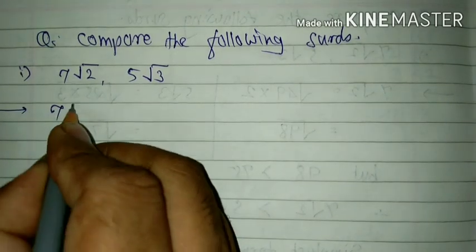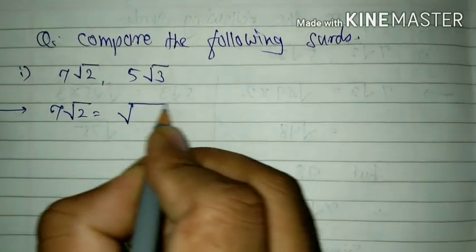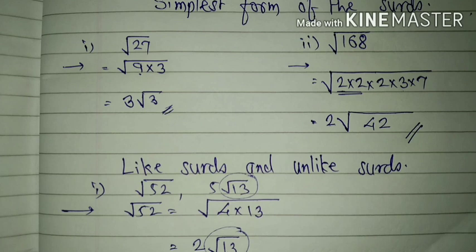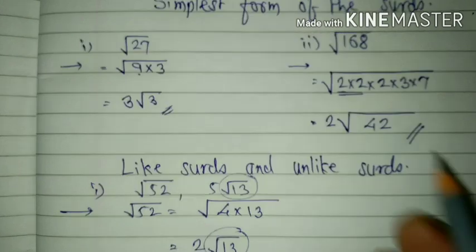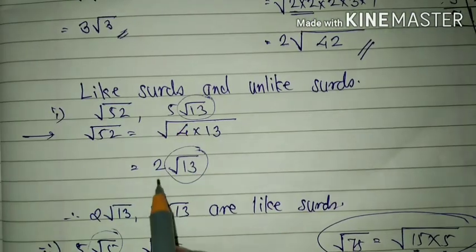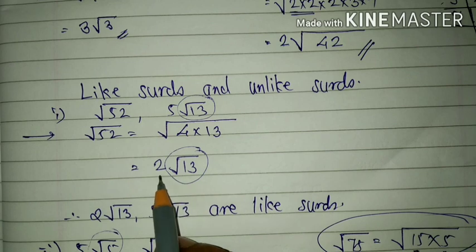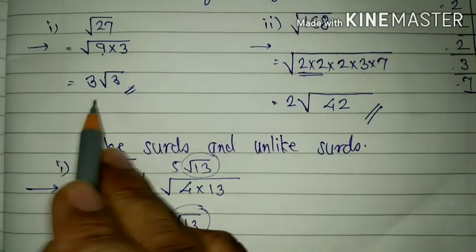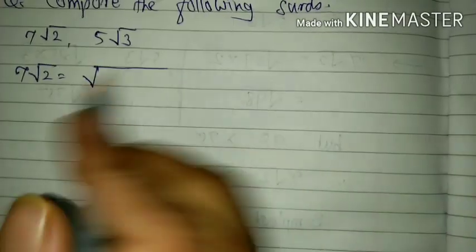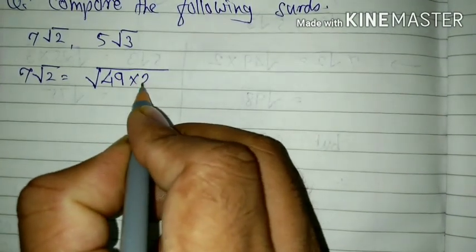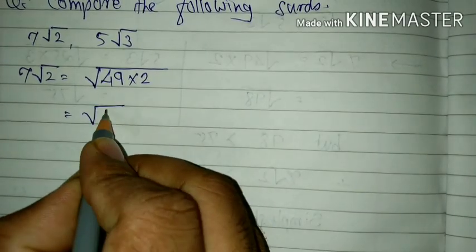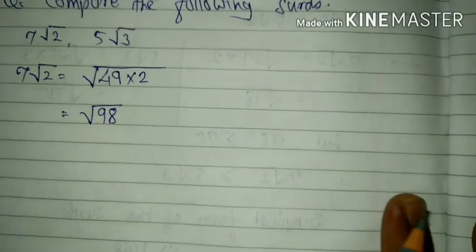Okay, 7 root 2, that term can be written as, in the previous sum we have taken squares out. 9 when comes out becomes 3, or here 4 when comes out becomes 2. Similarly, when they go in, 2 goes in becomes 4, 3 goes in becomes 9. See here, whenever 7 goes in becomes 49 because square of 7 is 49, into 2, so it is equal to root 98. You can do this on the side.